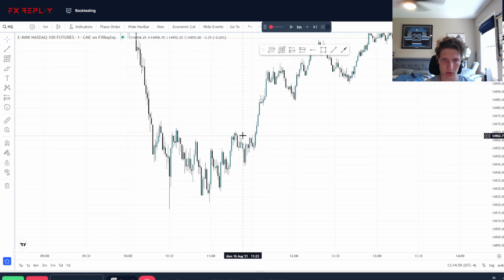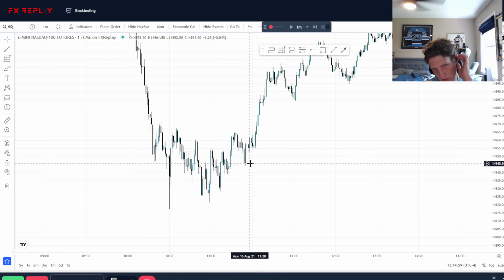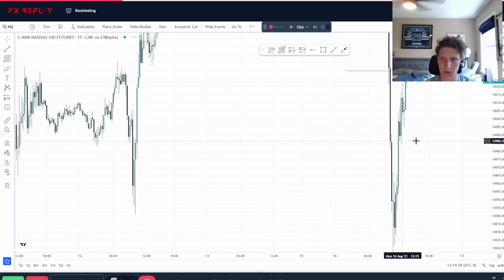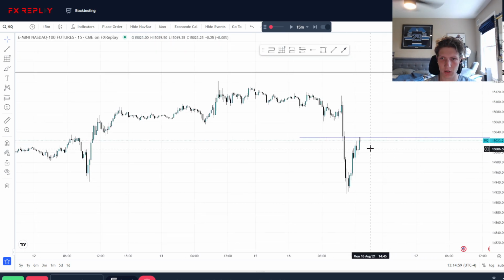Not much of an entry anyway. I guess you can enter here, it's just pretty ugly though. In hindsight it works, but in real time, I don't know if I'm looking at that and saying, yeah, I want to enter there. Okay, next day.